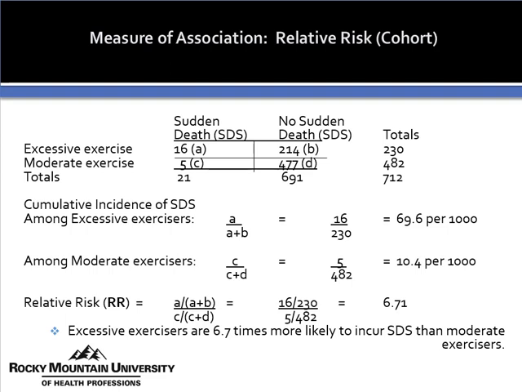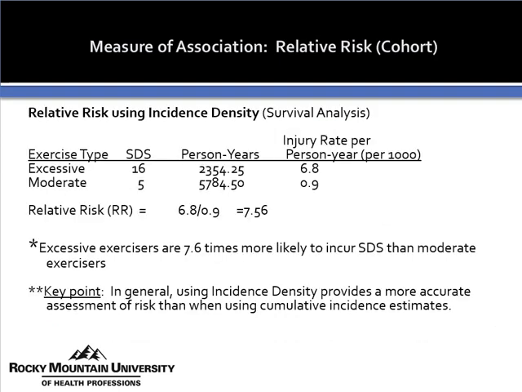Here's a math example and how you would lay things out. Let's say you are looking at risk of sudden death in those who are excessive exercisers versus those who are moderate exercisers. You would plug in the numbers and run the data, and you'd find that those in the excessive exerciser group were 6.7 times more likely to experience sudden death than moderate exercisers. So that would be an example of relative risk or the risk ratio.